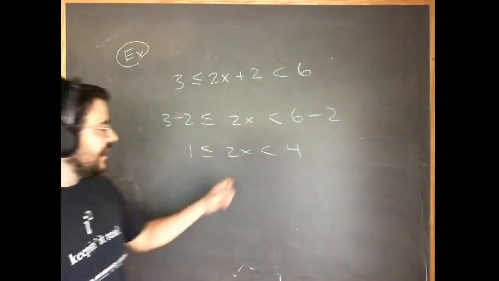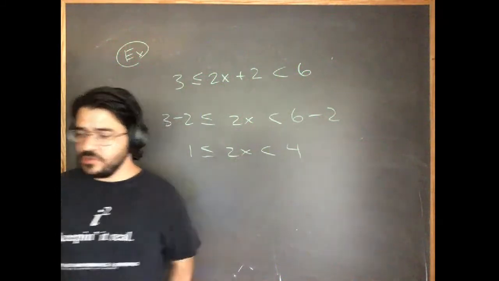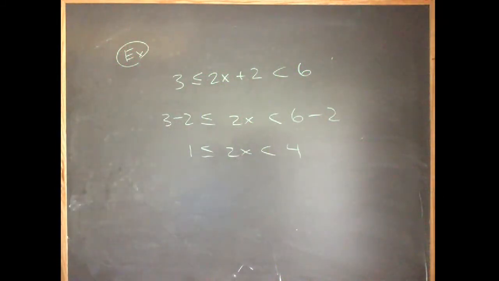Okay, so now if I want to isolate that x on its own, what do I need to do? Add, multiply, subtract, divide. What should I do? Okay, divide by 2, right? We subtracted 2, now we've got to divide by 2.